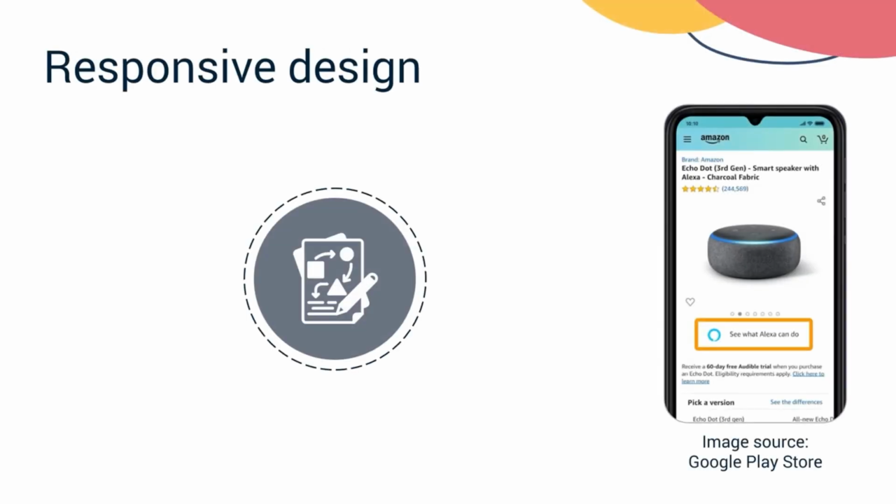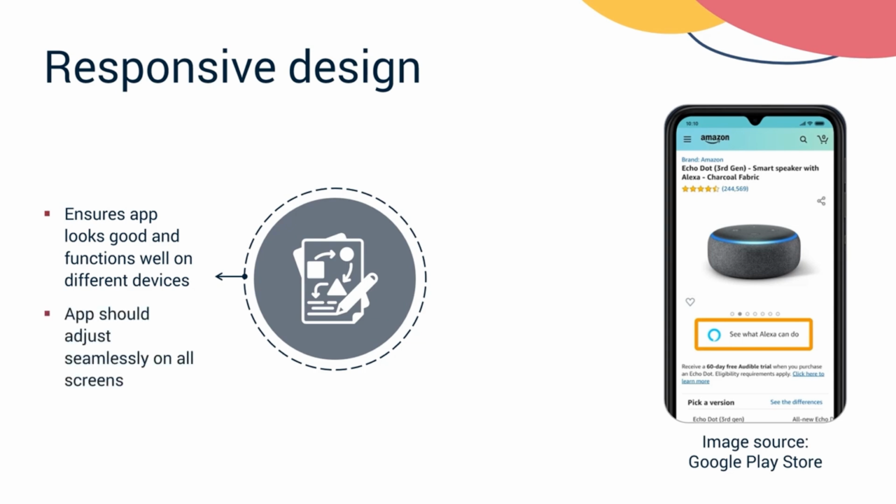Next, a responsive design ensures that your application looks and functions well on different devices and screen sizes. Whether a user has a smartphone, tablet, or smartwatch, the app should adjust seamlessly. Amazon provides a consistent shopping experience by automatically adjusting its layout when accessed from different devices. You can use frameworks like Bootstrap to create flexible grids and layouts that adapt to different screen sizes.